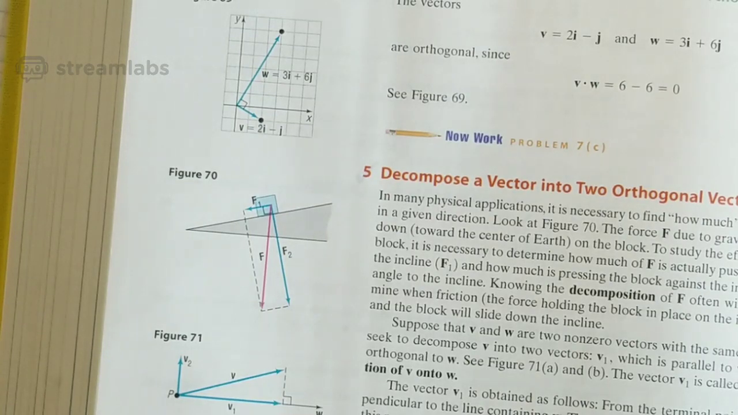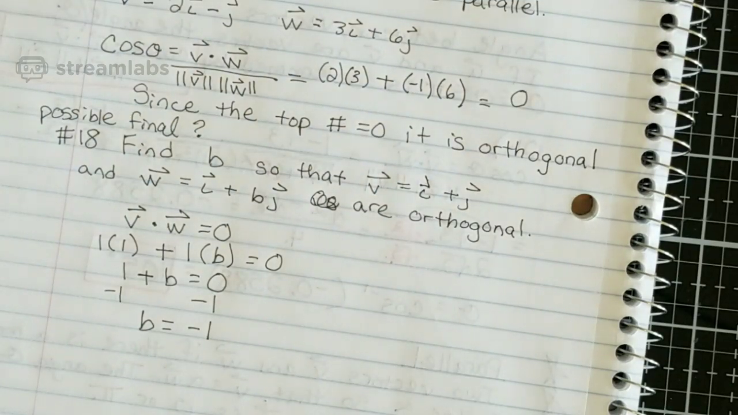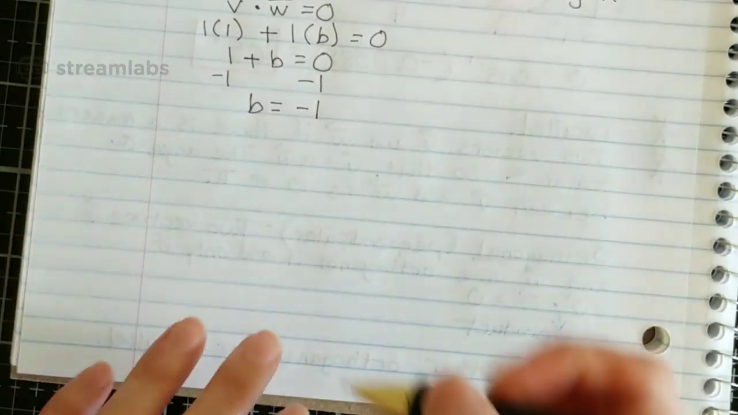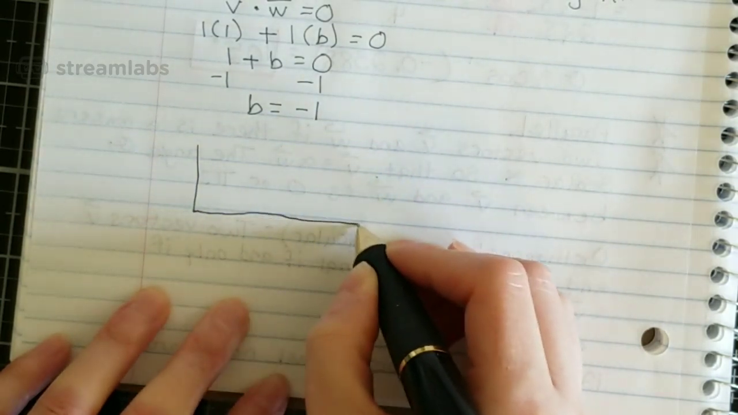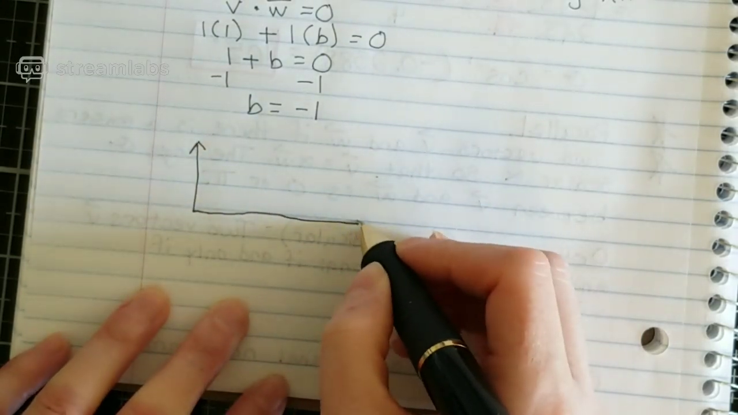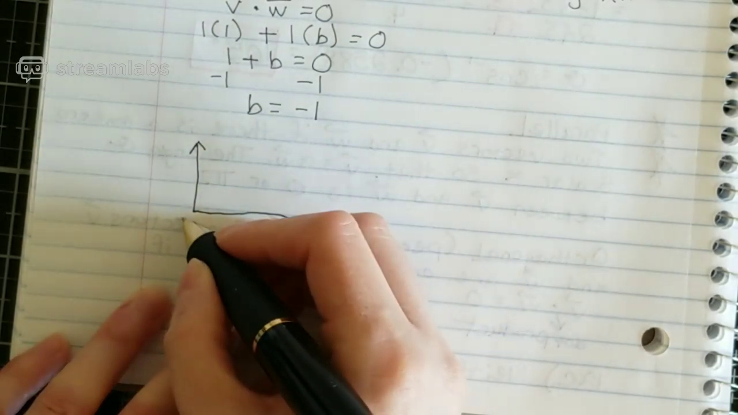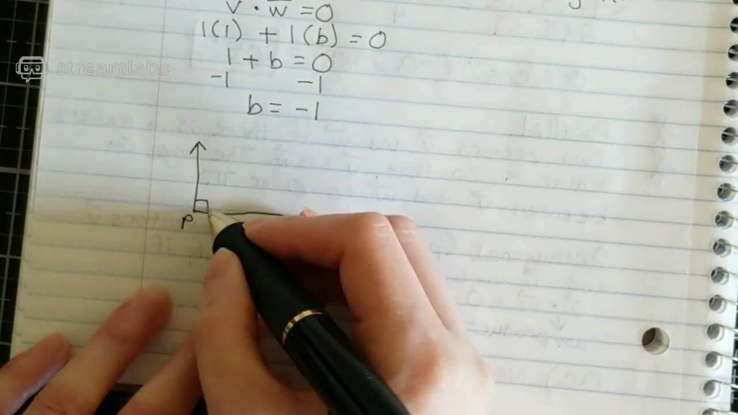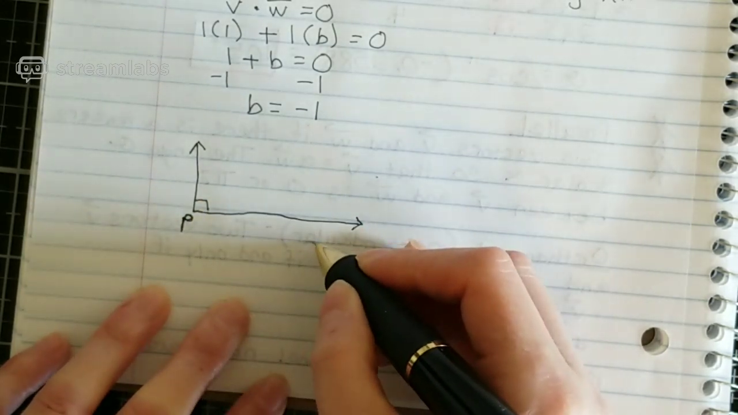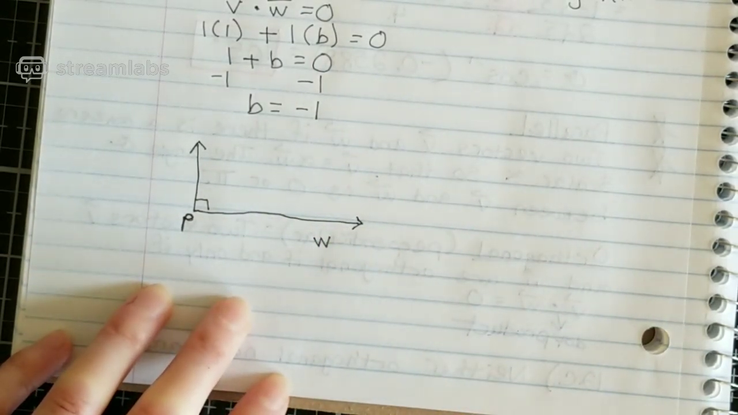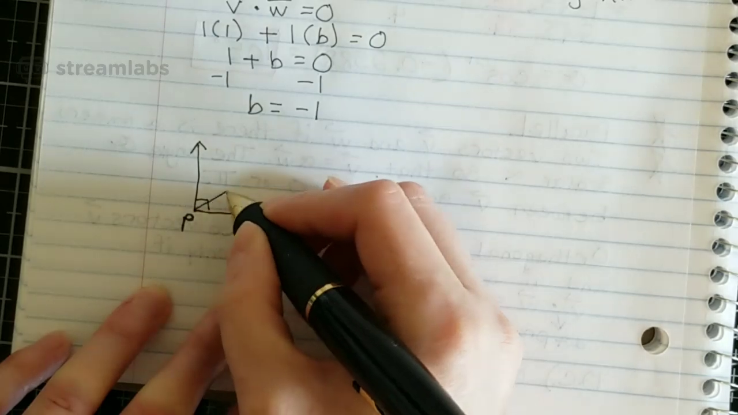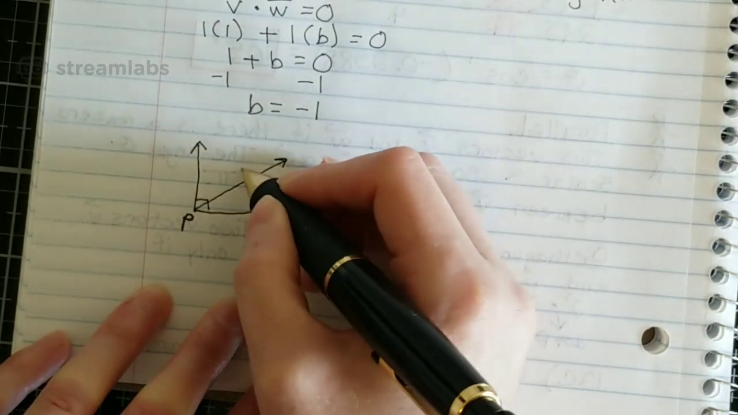Alright, so let's look at this as a little bit simpler diagram. So I'm going to redraw this. Okay, so we're going to start out right here at position P. This is going to be a 90-degree block. And we have this vector W right here. All right. And then this is how I like to think of it. Here's another vector. This is V.